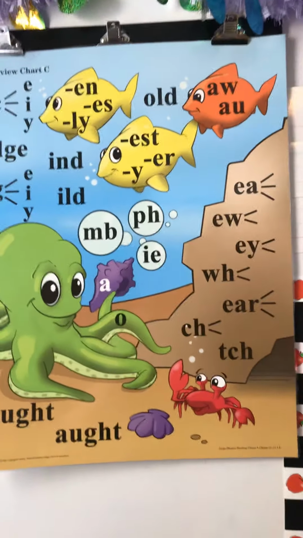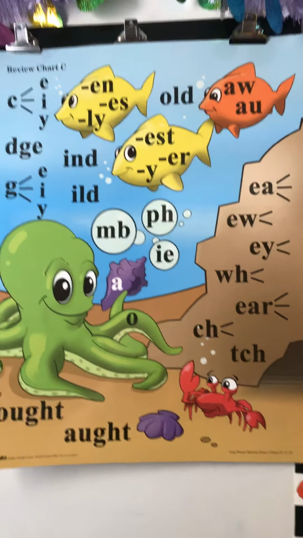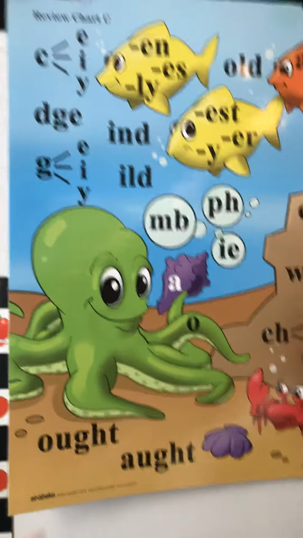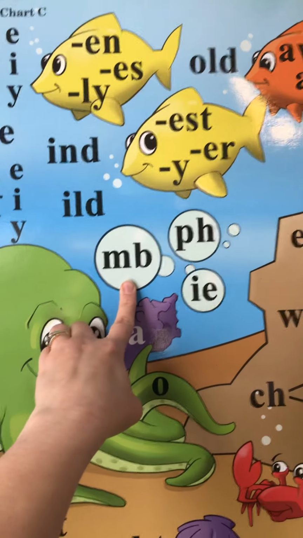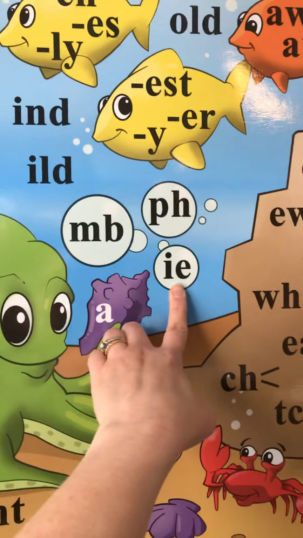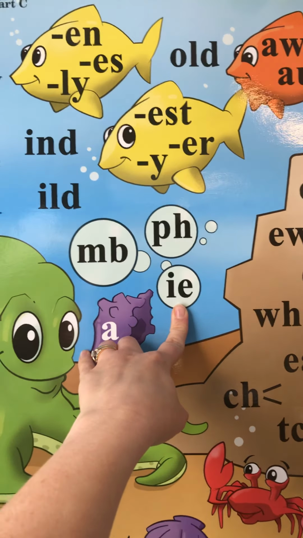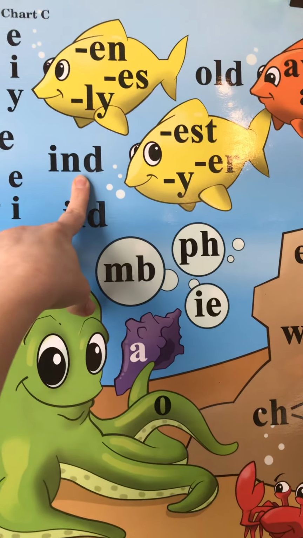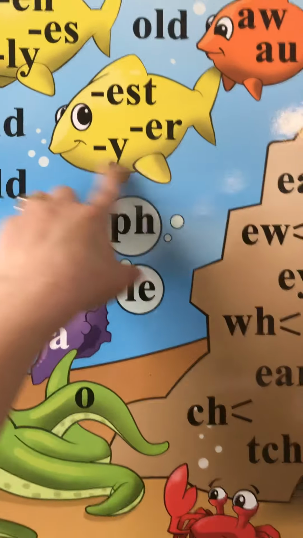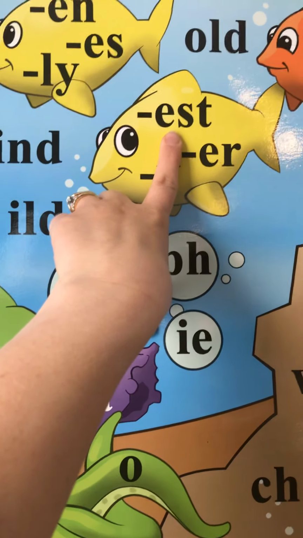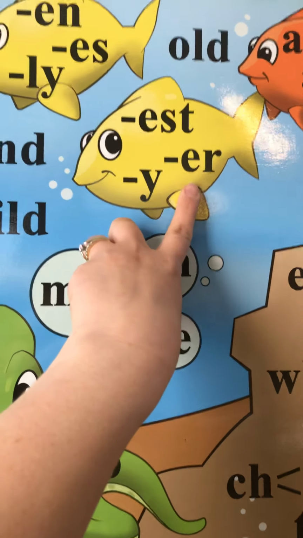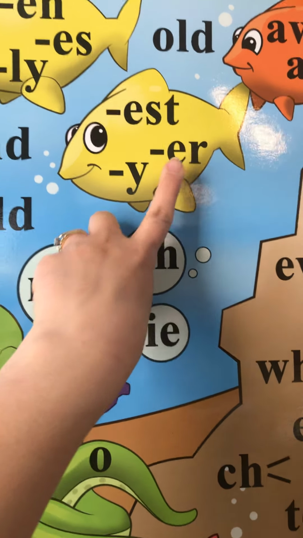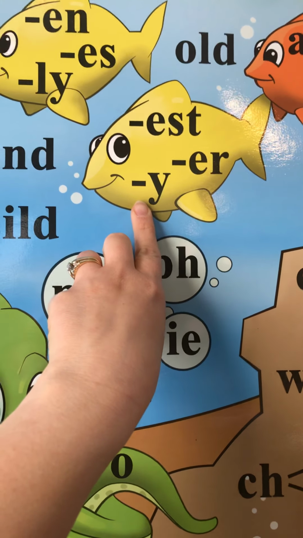Before we go to chart 13, I want to review some of the special sounds that we've already learned. So I have my chart up here, which you've seen before, and I'm going to point to a couple, and I want you to say them out loud with me. M-B in lamb. I-E in brownie. Ind in kind, I-N-D. Let's say these suffixes. Est in biggest, hyphen E-S-T. Er in bigger, hyphen E-R. E in rainy, hyphen Y.